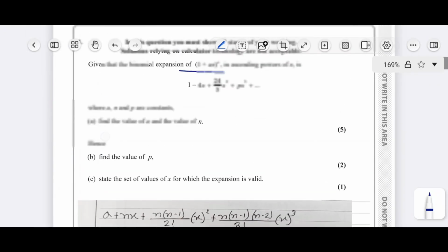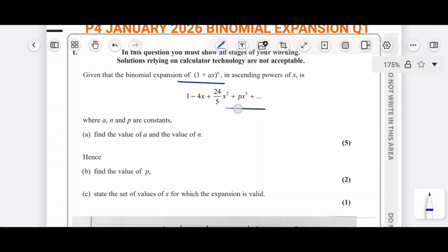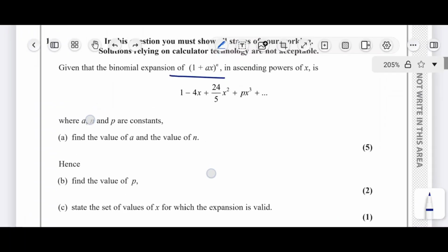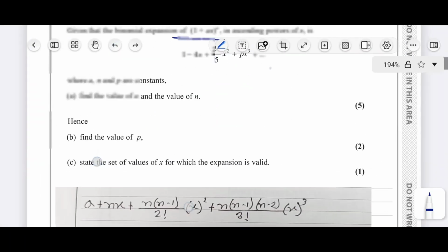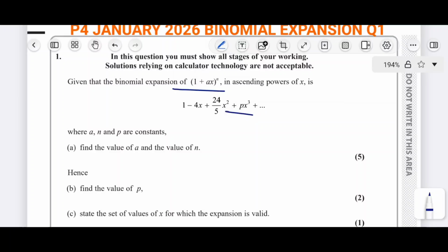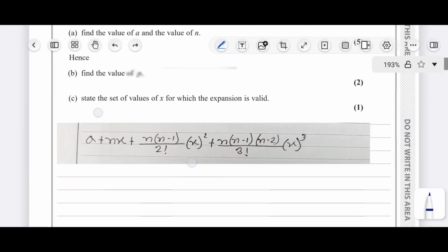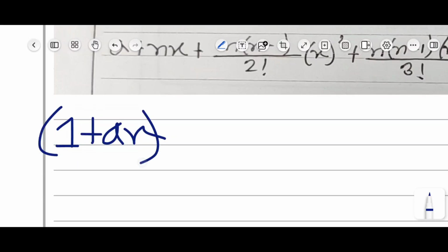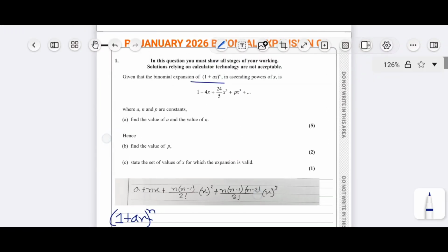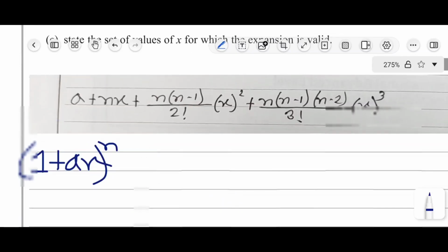Okay, so first of all they have given us an expression and a partial expansion here, so you have to find the unknown values. Here we will use this expression first. They've given us terms up to x cube, so we'll find the expansion up to x cube. So the expression is (1 + ax)^n. Yes, it is. So now use this formula here.